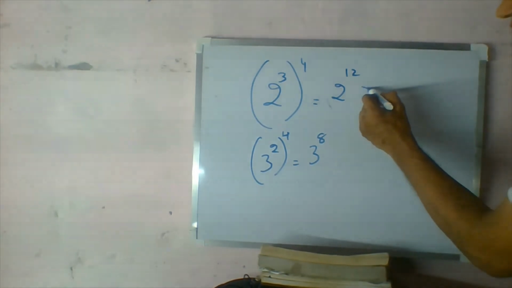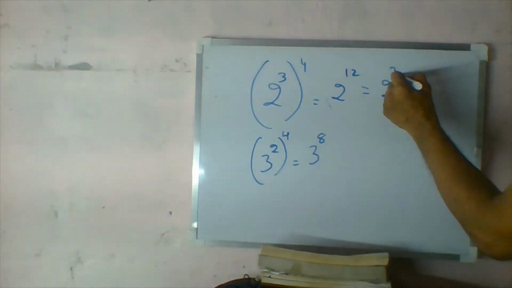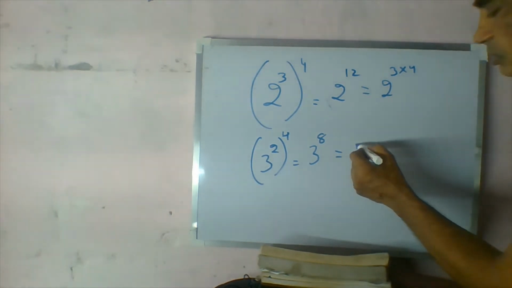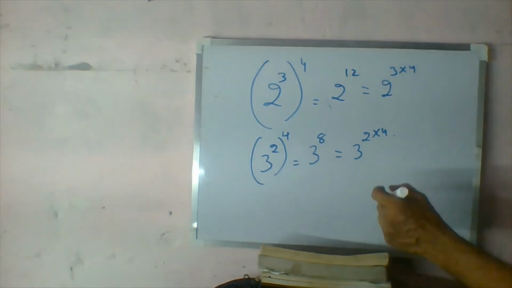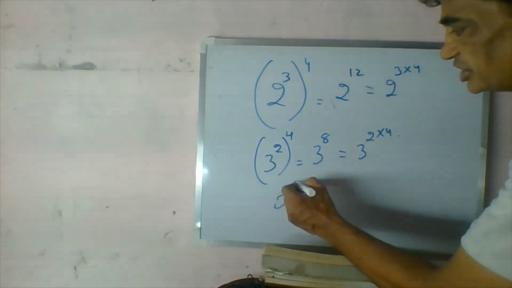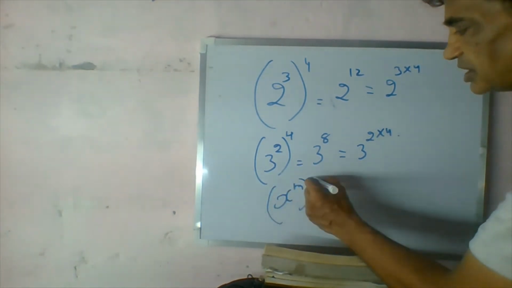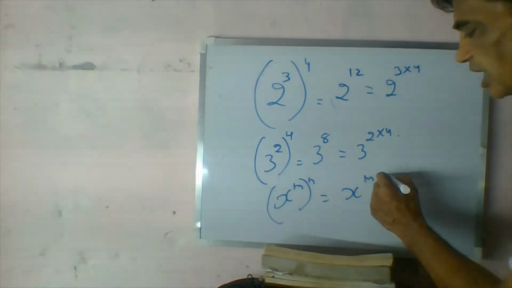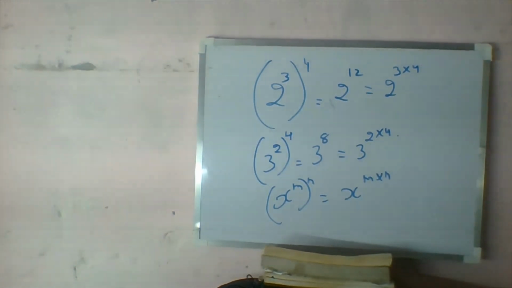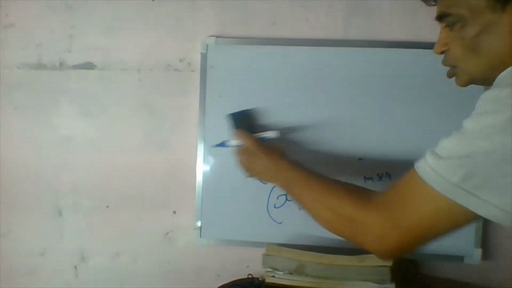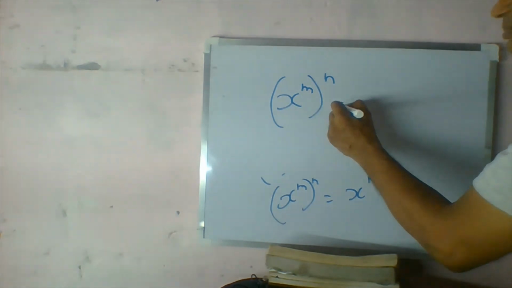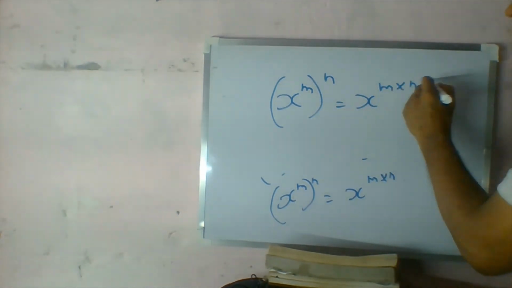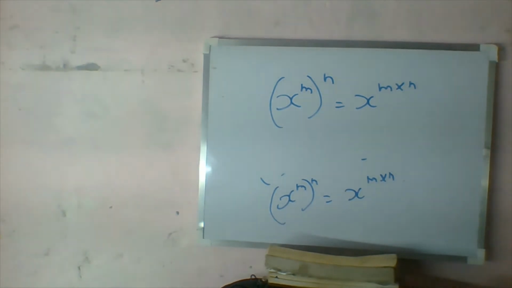So we notice that here it is 2 raised to power 3 into 4. By the same token we notice here 3 raised to power 2 into 4. So that means if we have x raised to power m, raised to power n, it will simply be x raised to power m into n. Let us put it more neatly here. So x raised to power m raised to power n will be x raised to power m n.